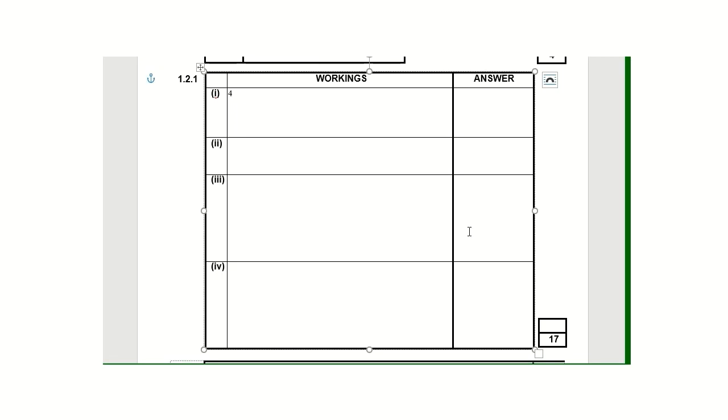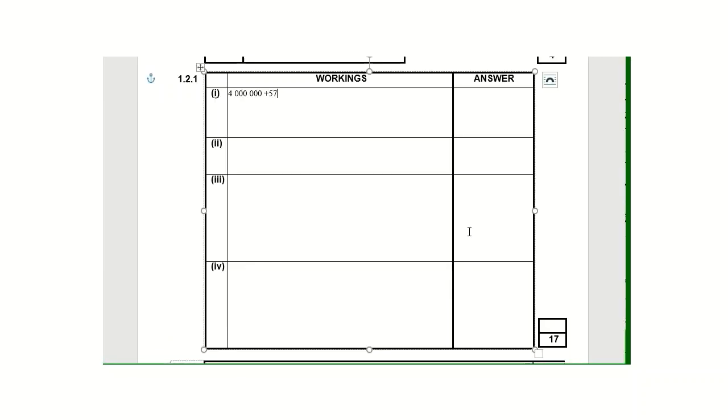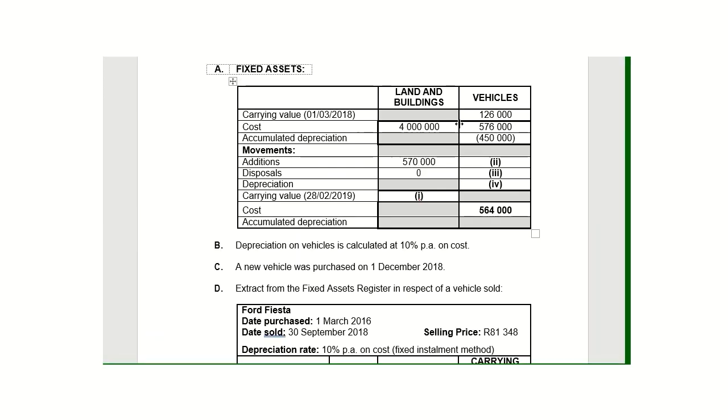Let's just make it a bit easier. 4 million plus the purchases of 570,000 gives me 4,570,000. So that was easy marks. You cannot miss out on those type of marks. When you start calculating depreciation, it becomes more difficult. So make sure that at least you understand the land and buildings so that you get the free mark.